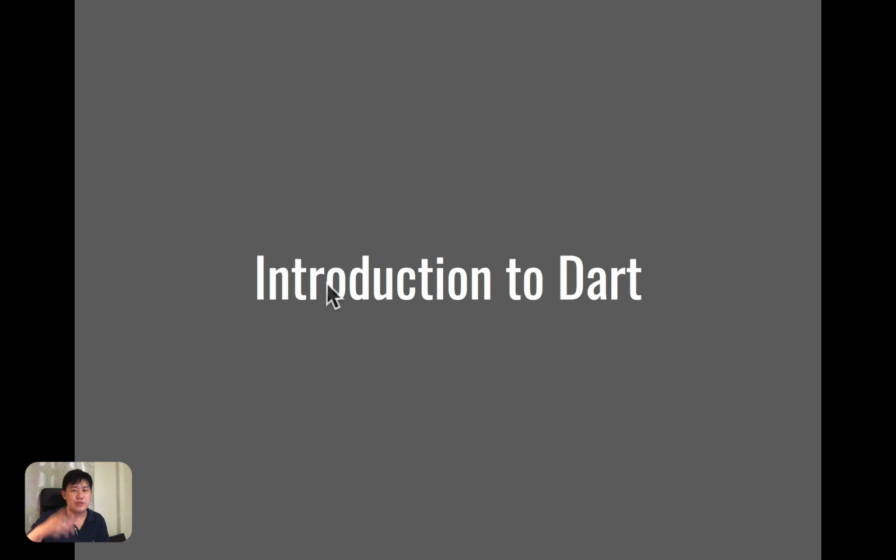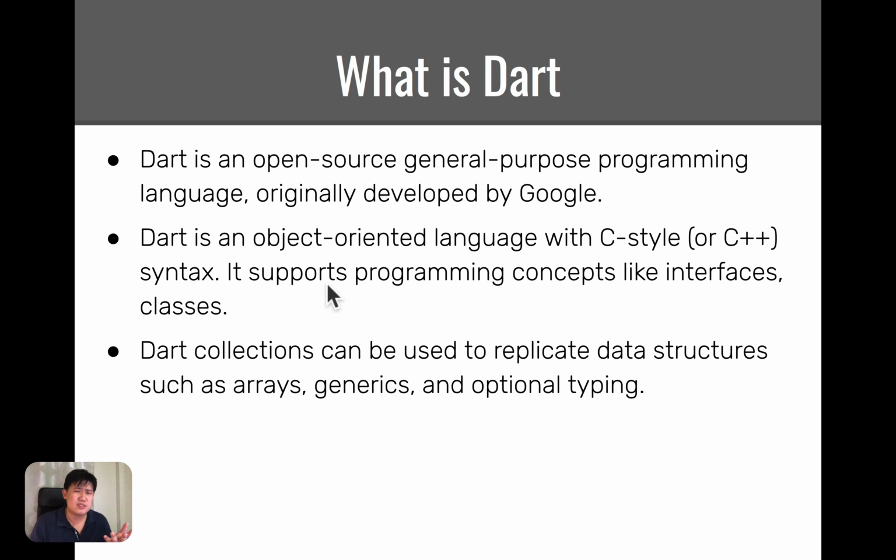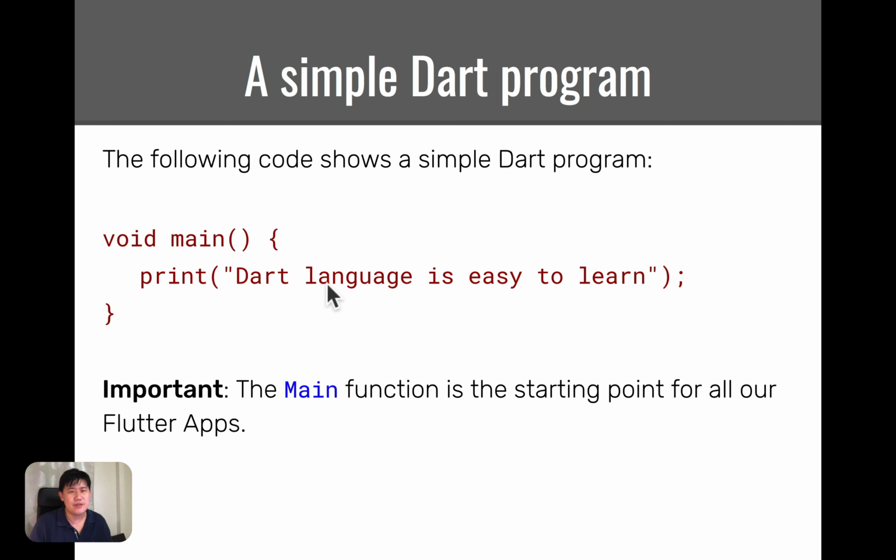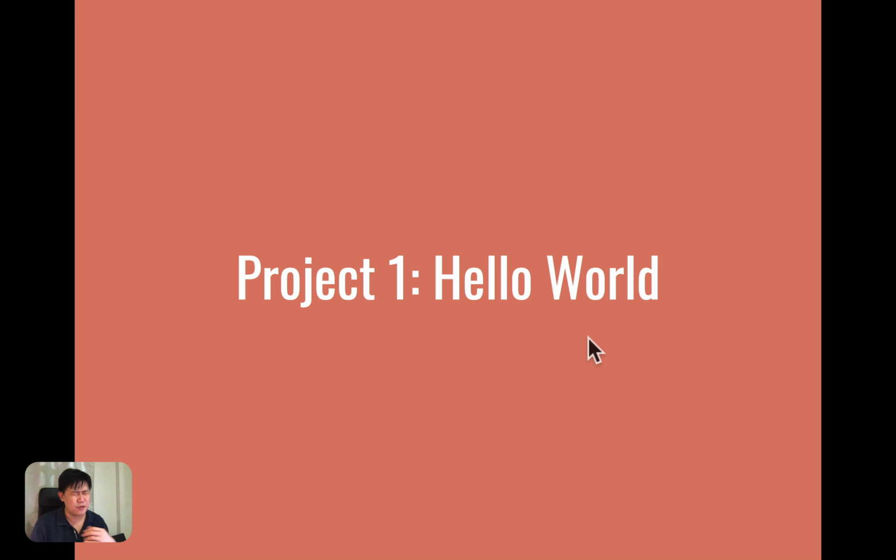Okay, introduction to Dart. Dart is the programming language you'll be using for Flutter. That's all I've got to say about it. It's open source, general purpose. It's another language, all right? And it looks so much like C, right? Void main, open bracket, close bracket, open curly brace, print, etc. It's got semicolons. Yeah, that's Dart. That's all my slides on introduction to Dart.